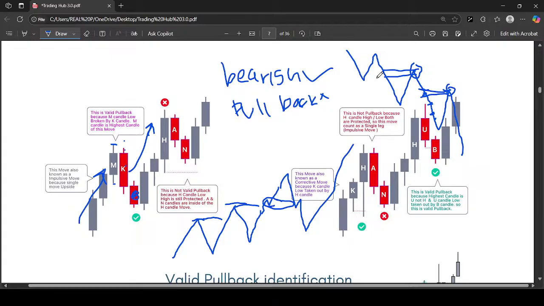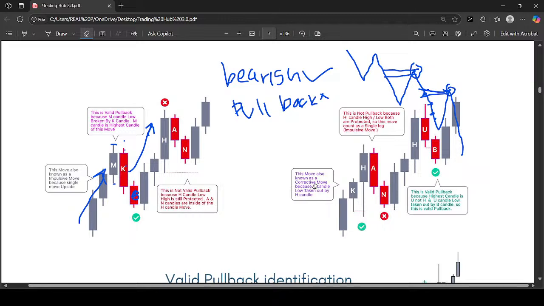So that being said, let's see this other one. I'm taking out my time to explain this because this forms the basis of everything that we are going to be doing. We are going to be talking a lot about inducements, order blocks, and order flows, and the basics of all these things is just the pullback.